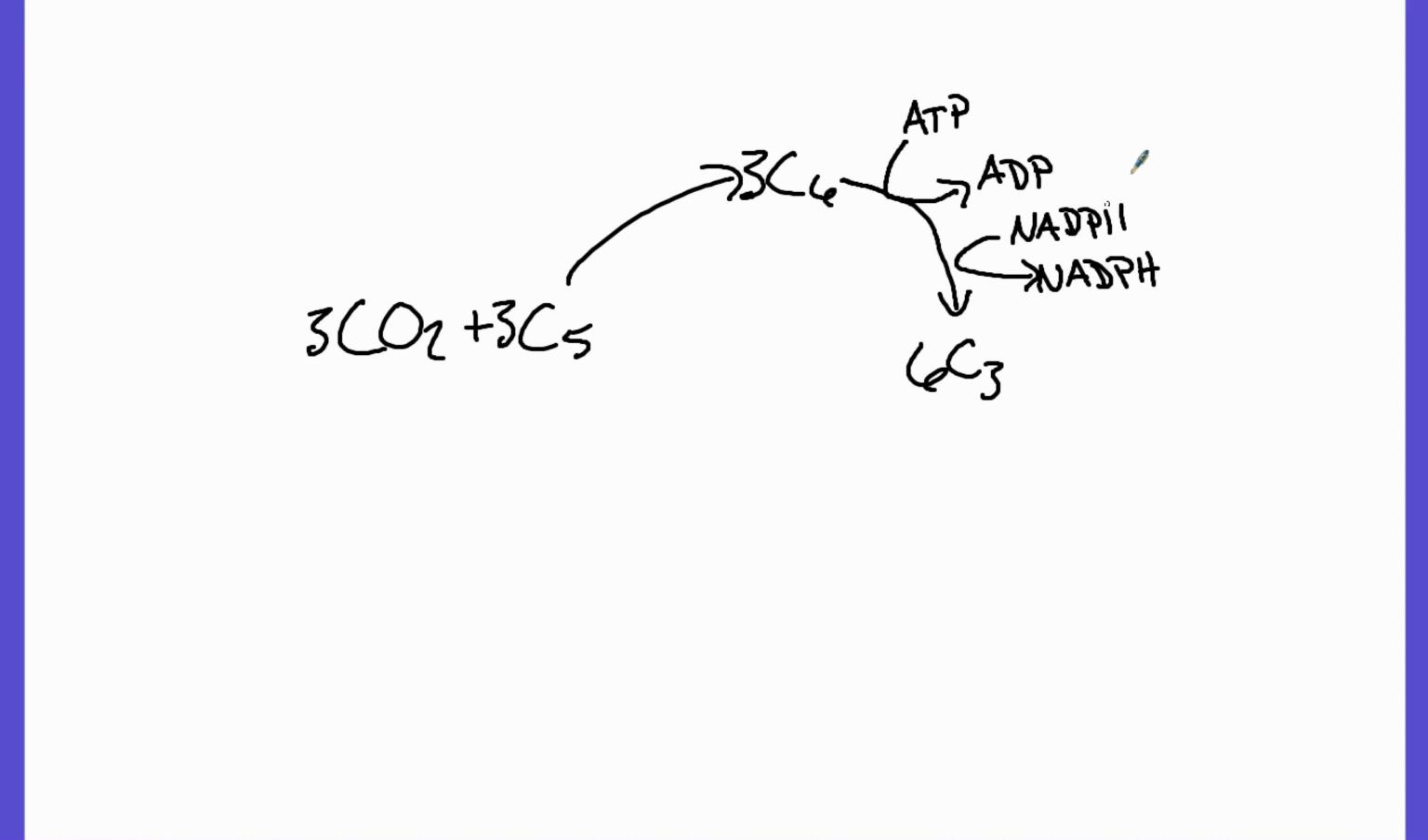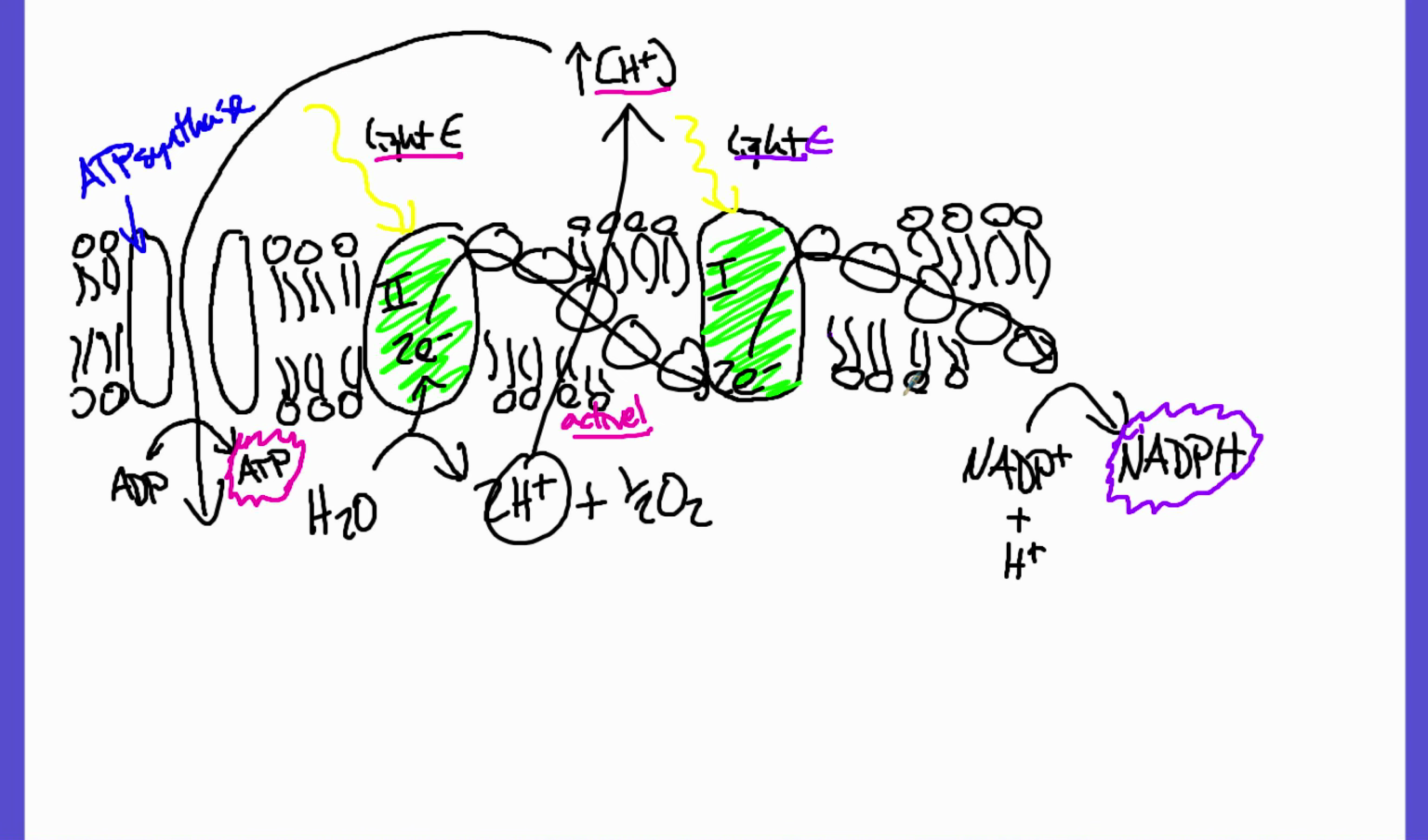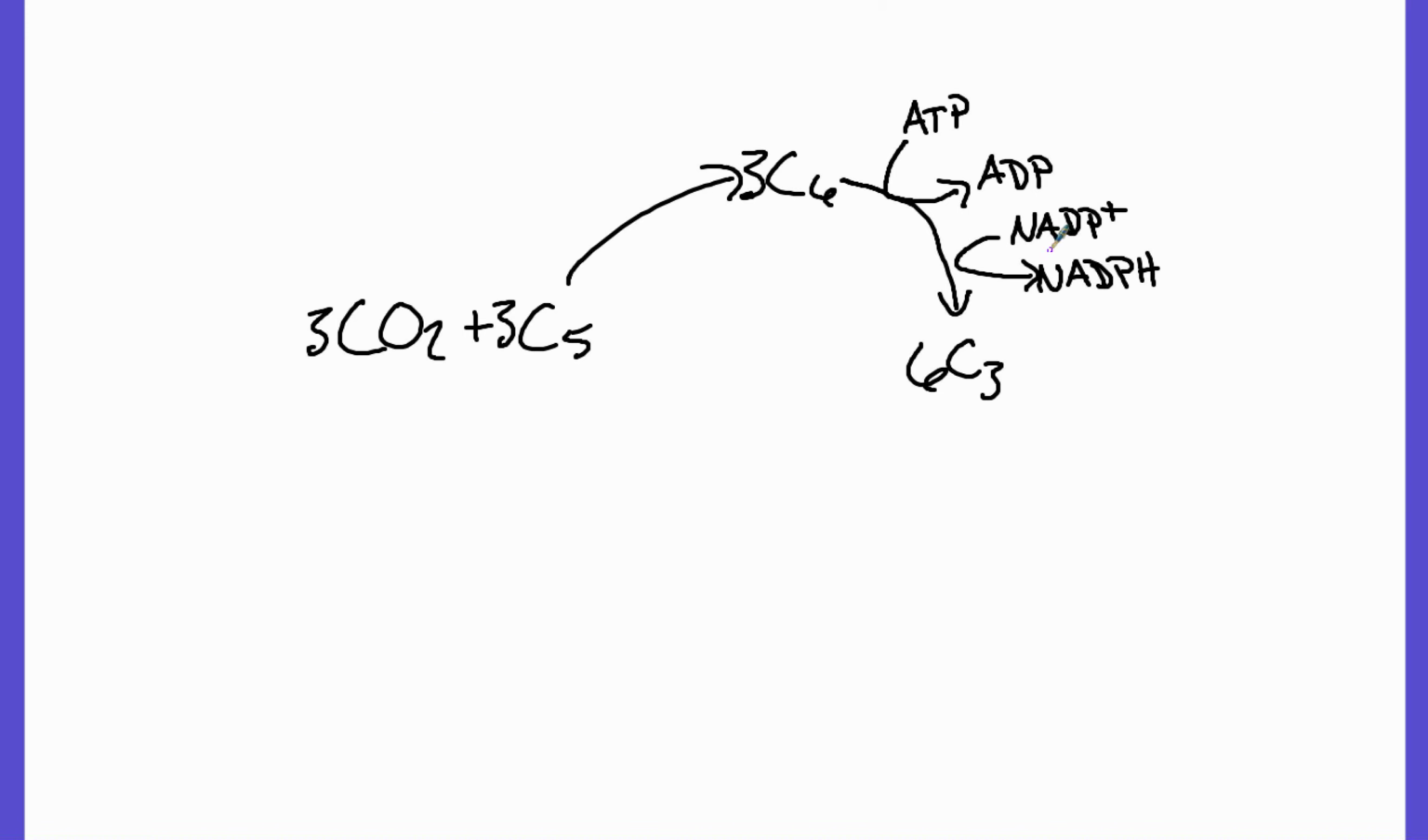Oops. NADP plus is what I wanted here, that I created in those last set of reactions. So I had this NADPH, right, that had light energy. So I just did that backwards. I'm sorry, guys. Let me fix that real quick. I took, and I'll have to change my color again, NADPH, broke it down to get that NADP plus.